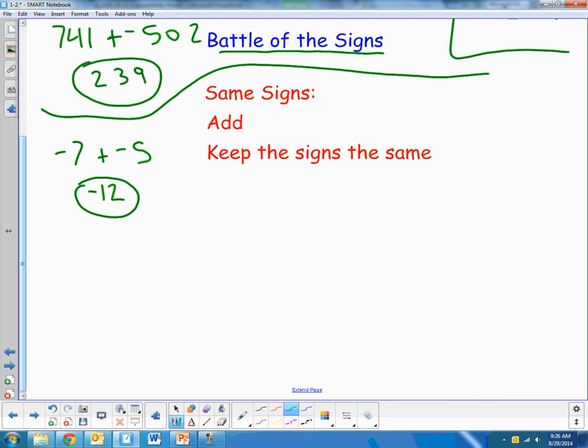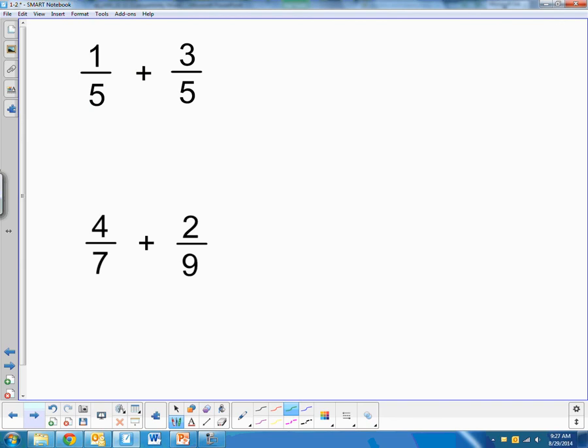And it works, of course, with same sign. If you have, let's say, 741 plus a positive 502, nothing changes here. Same sign. We're going to add them together. And so we're going to get 1,243. And we are going to keep that positive because both have the same sign of positive. So those are the rules. What I'd like you to do is take a second here, pause the video, and add these two fractions together.